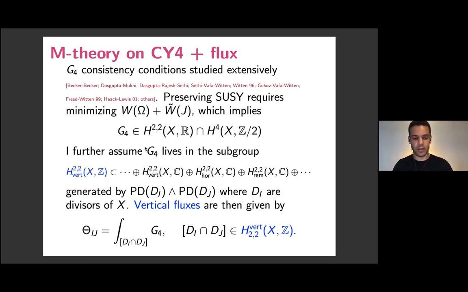And for simplification, I'm further going to assume that G4 lives in a subgroup of H^{2,2} called the vertical subgroup, which is generated by, in this case, I'm going to be exclusively taking integer linear combinations of harmonic (1,1) forms, which I denote by the Poincaré dual of divisors, D_I. D_I are divisors, or you might think of these as smooth or holomorphic 6-cycles living inside of X, the Calabi-Yau fourfold. The vertical fluxes are then given by the integral of G4 over the classes of the intersections of these divisors. And these live inside of the vertical homology subgroup, H_{2,2}.